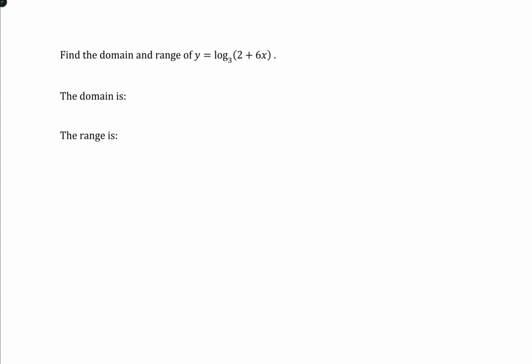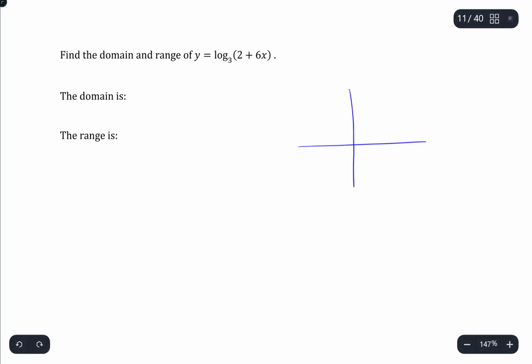Find the domain and range of y equals log base 3 of (2 plus 6x). In order to find things like domain and range, I think it's helpful to think about the graph, if not to just sketch one. So we have a logarithmic function, and the base doesn't really have a whole lot of effect on it. But what does is where it crosses this value right here and where this asymptote is located.